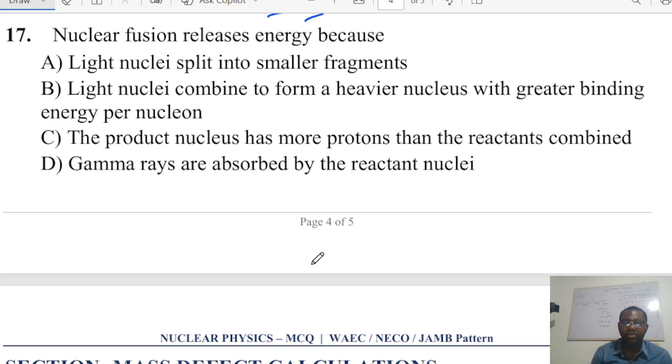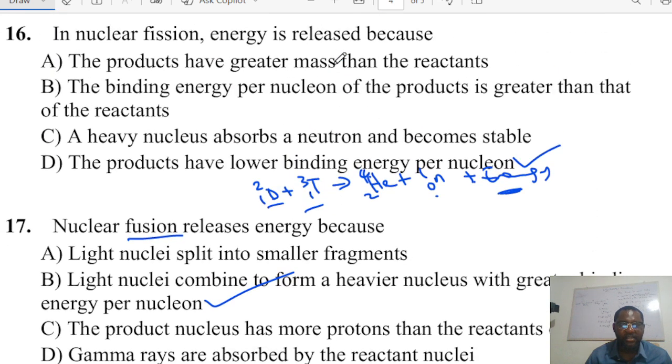C says the product nucleus has more protons than the reactants combined. That's also not true. Then D says the gamma rays are absorbed by the reactant nuclei. Okay, that's not true. The only one that looks correct is this: fusion. Fusion simply means light nuclei combine to form a heavier nucleus. Okay, this is correct. So I think the other one is a mistake. Fission is when you split a heavy nucleus.